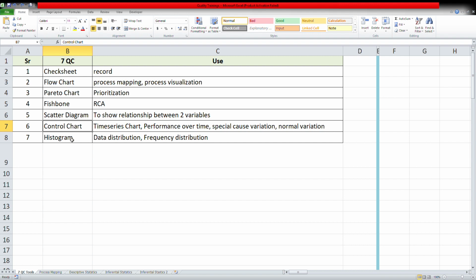Histogram is a tool which shows us the data distribution, or the frequency distribution, of our data. Suppose you have data of AHT, then you can plot it on a histogram and see whether your data is normally distributed, whether there is any skewness in your data, or what the spread of your data is. Histogram is generally used for continuous variables, right?